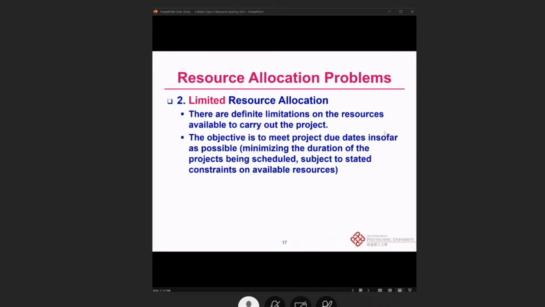Instead, in the real situation, we only have limited resources available. Different companies and different projects really need to compete for these resources with each other. So for limited resource allocation, there are finite limitations on the resources available to carry out the projects. The objective is to meet the project due dates as far as possible, minimizing the duration of the project being scheduled, subject to the stated constraints of available resources.